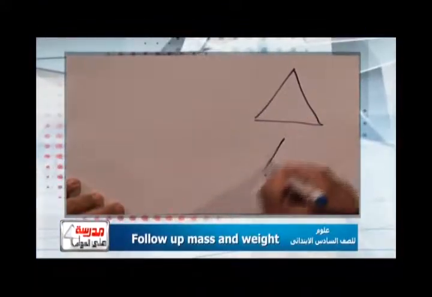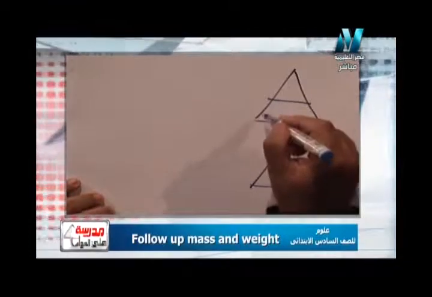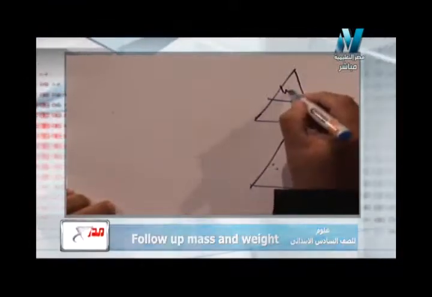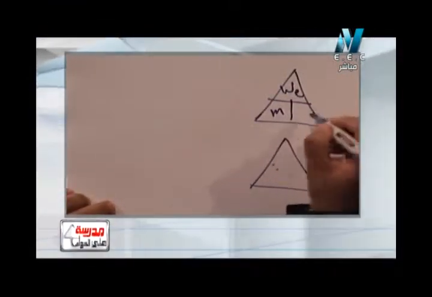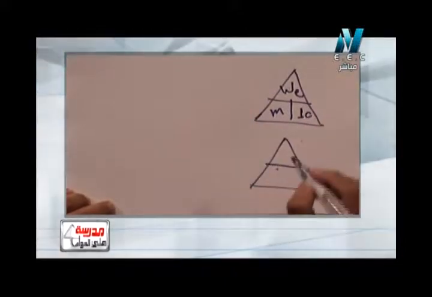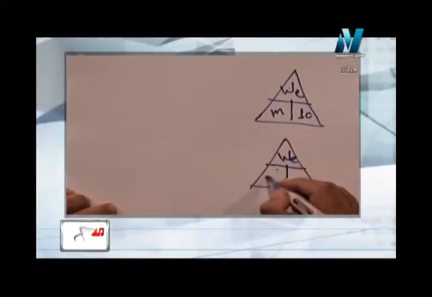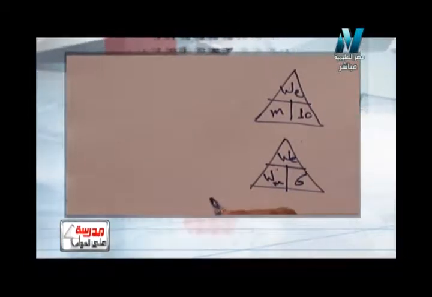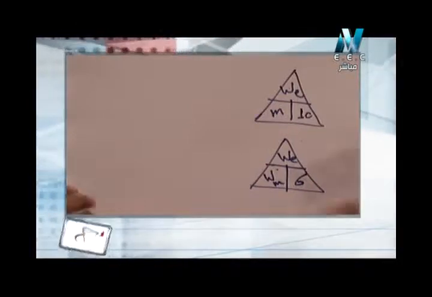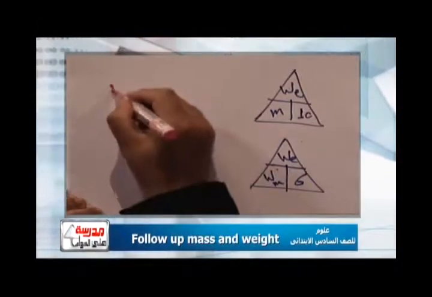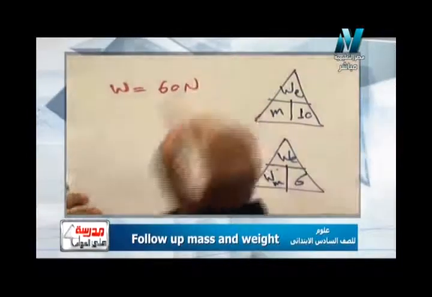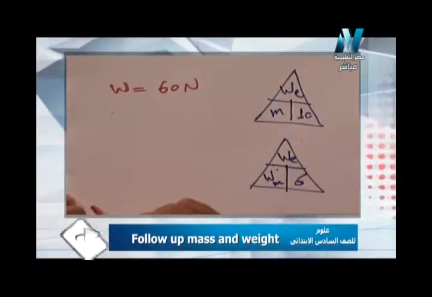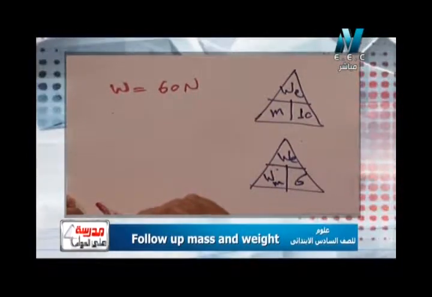Before I answer anything in the problem, I must try the two rules, which are the first rule and the second rule, okay? The first rule deals with what? It deals with weight on the earth and mass by 10. The second rule deals with what? Weight on the earth and weight on the moon by 6. So, the problem says that if the weight of a body is 60 Newton on the surface of the moon, calculate its weight on the surface of the earth.